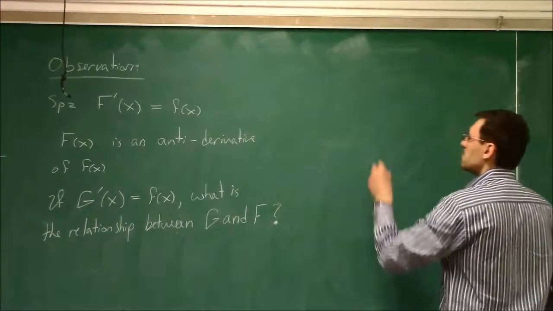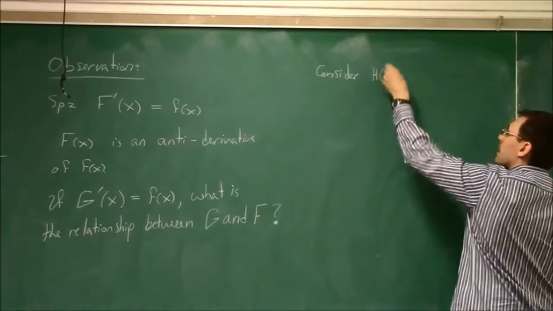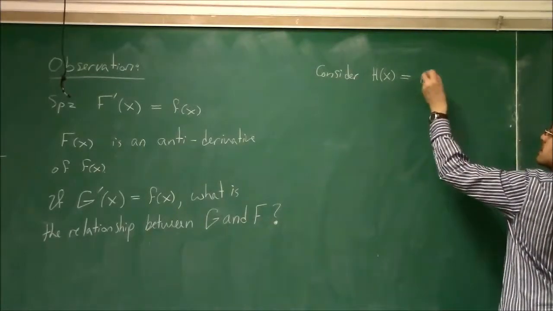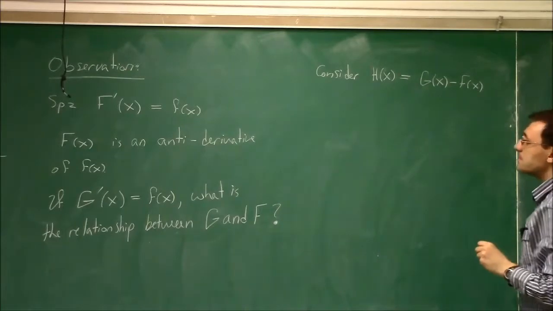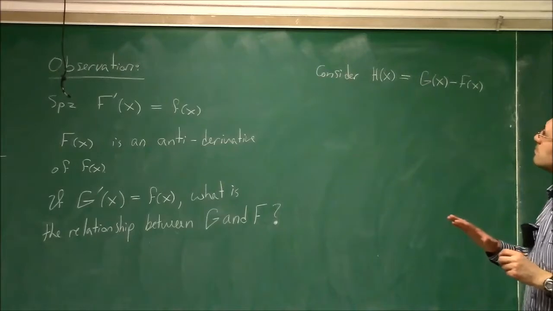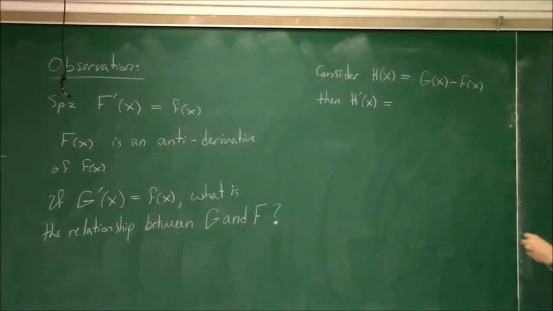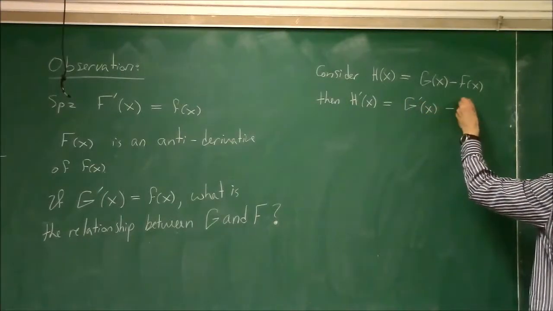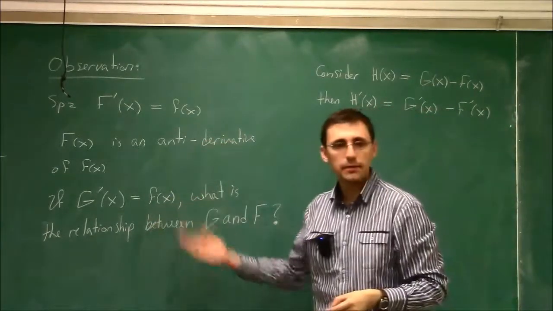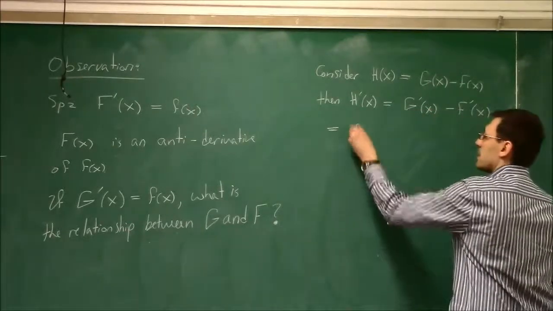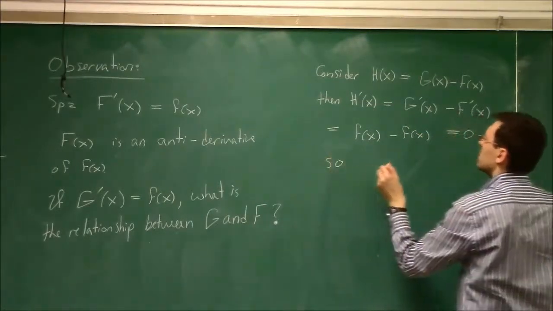So what we can do is consider another function, capital H of x, which is defined to be G of x minus F of x. Then H prime x is G prime x minus capital F prime x. And what's G prime x? In this formalism, G prime x is little f of x, minus little f of x. And that is equal to 0. So you see the derivative of a function is 0.